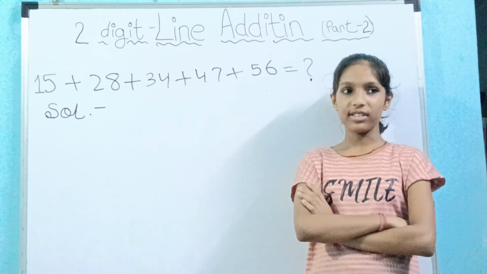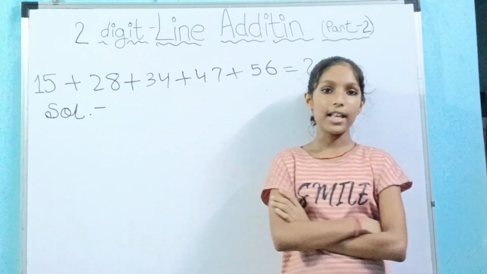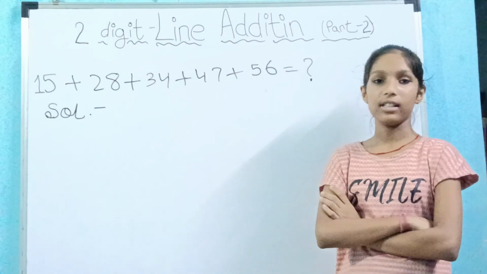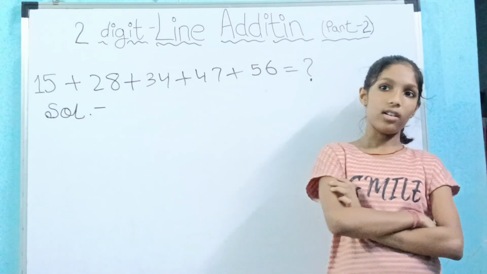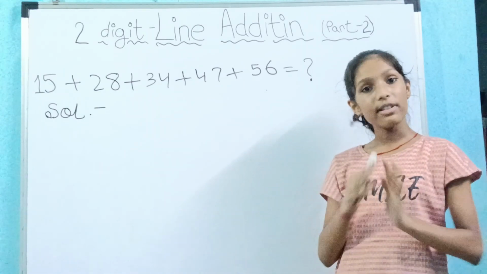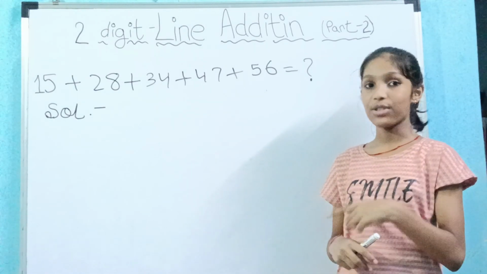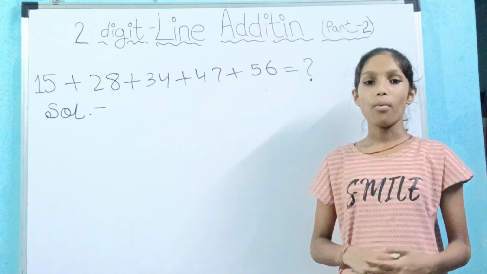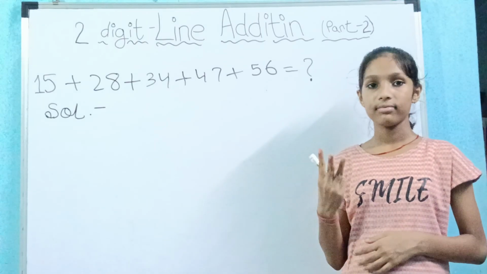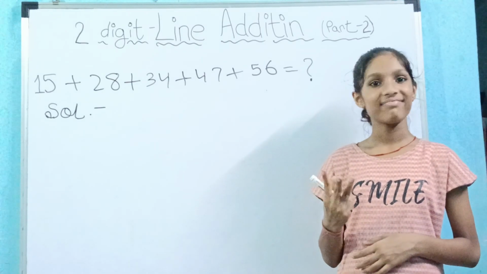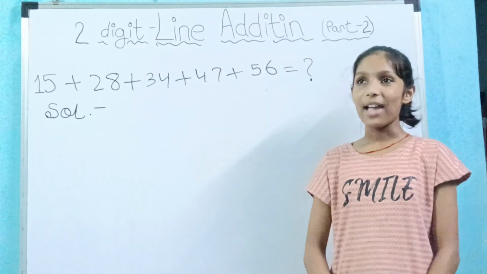So now here is question 3. It is 15 plus 28 plus 34 plus 47 plus 56. Now, 5 seconds to write means I hope you have written the question. If not, then you will get 10 seconds to write it and solve it also. If it's less, then you can pause the video and solve it. So your time starts now. Time's up. So I hope you got the correct answer.